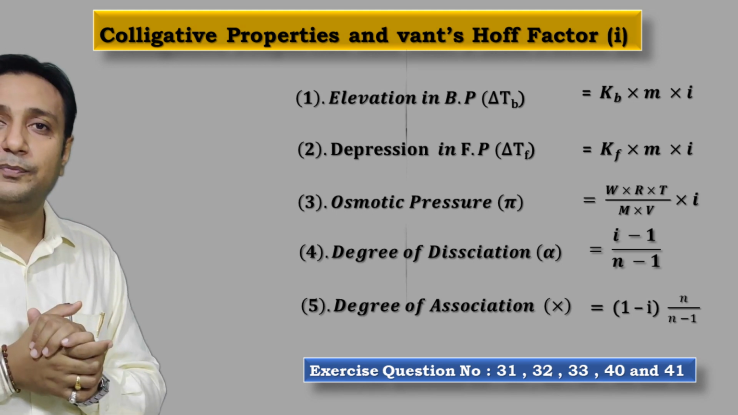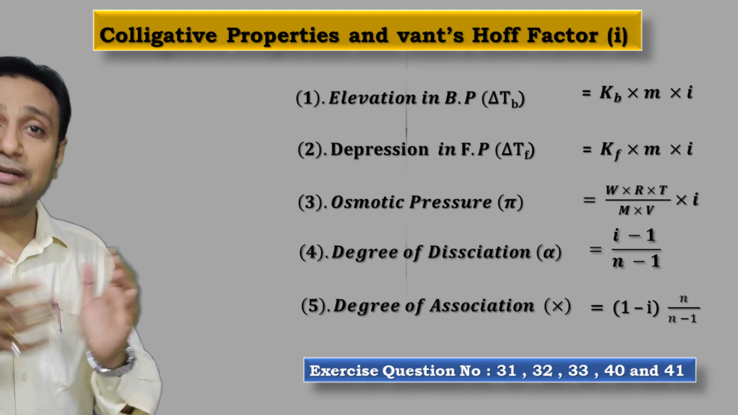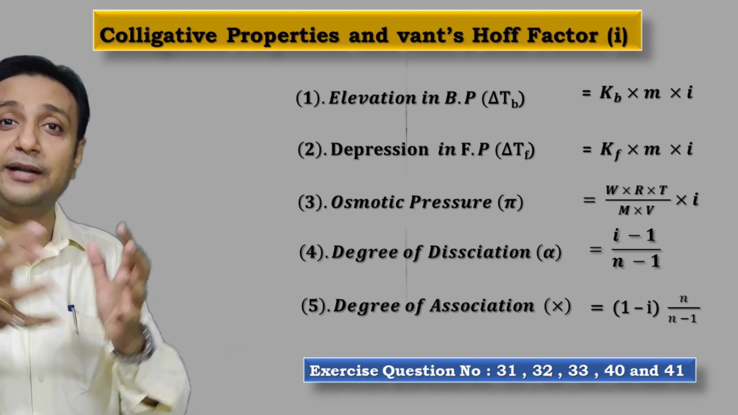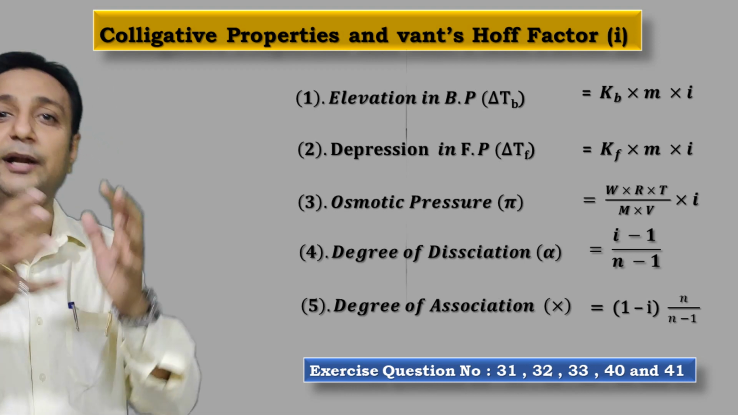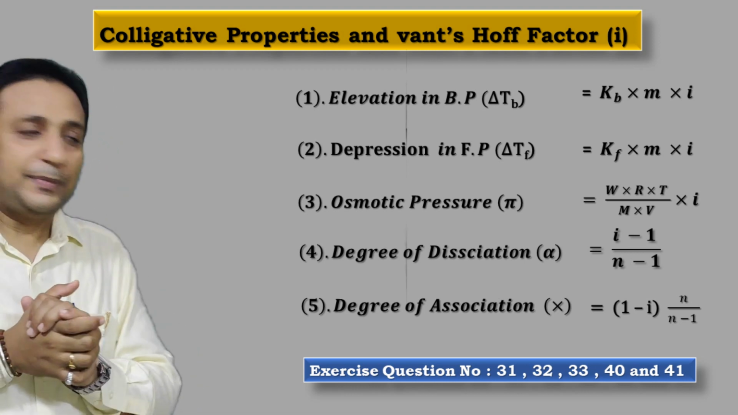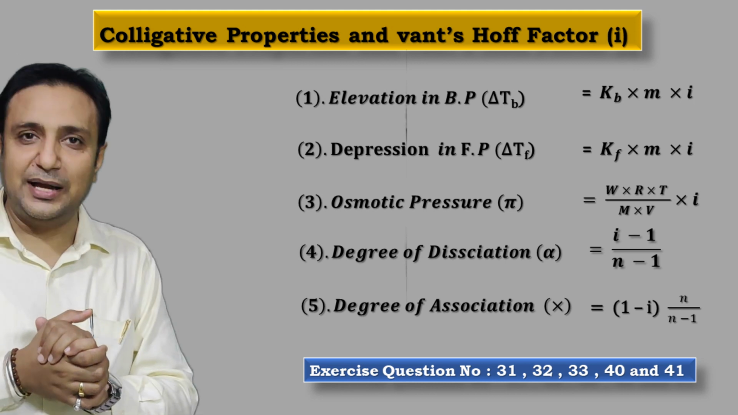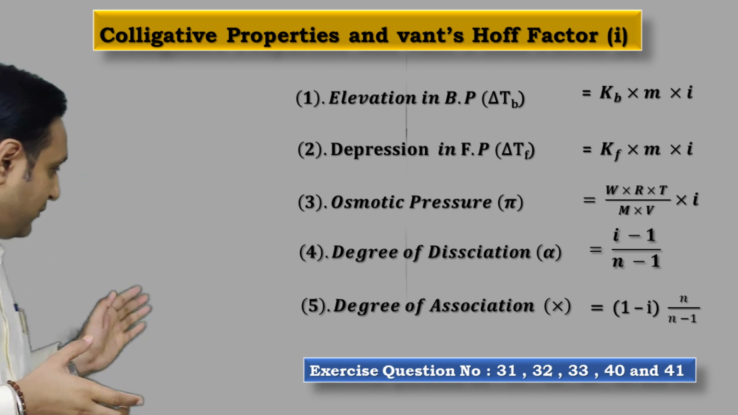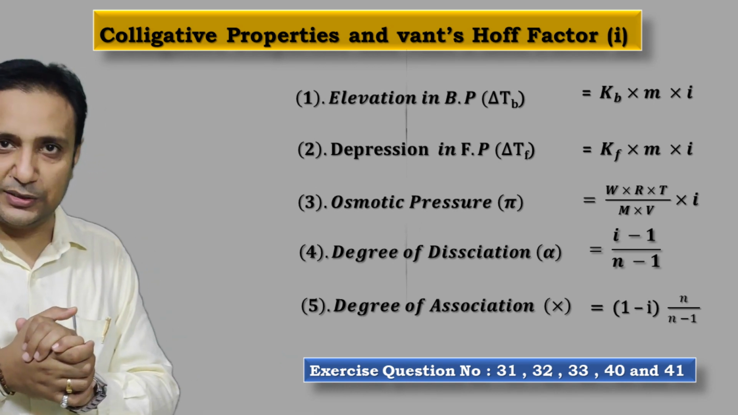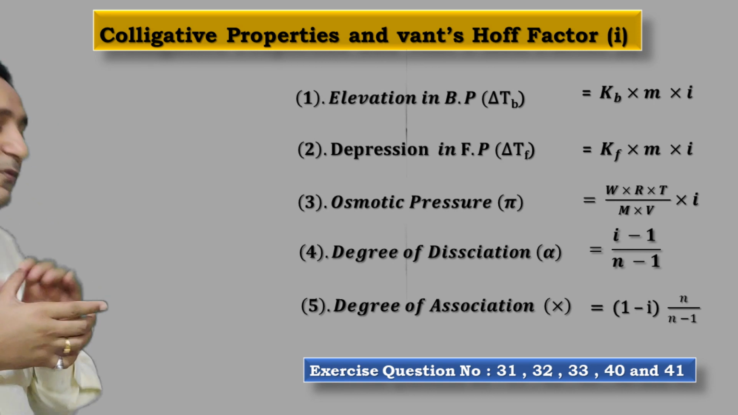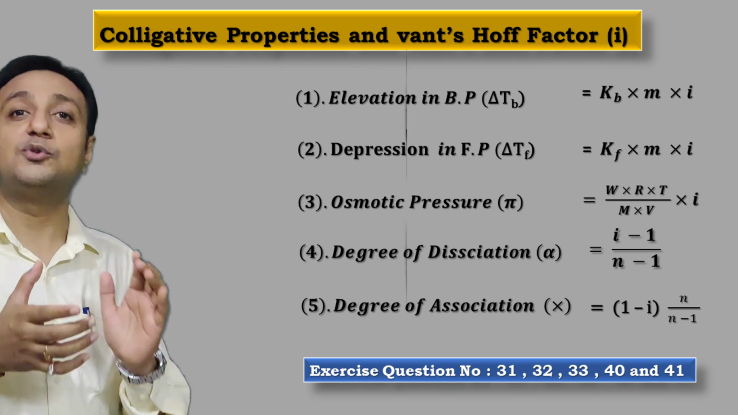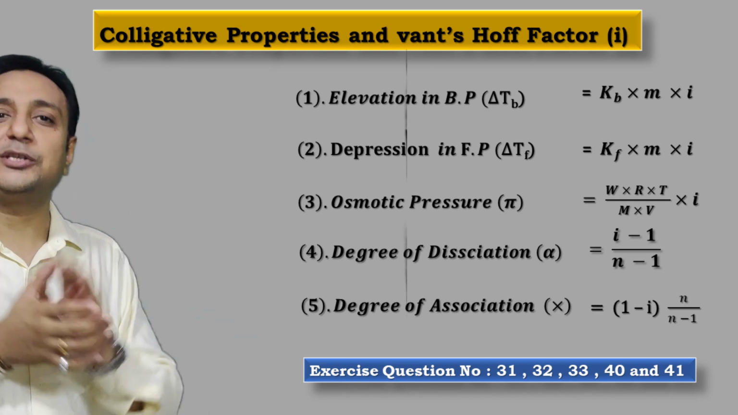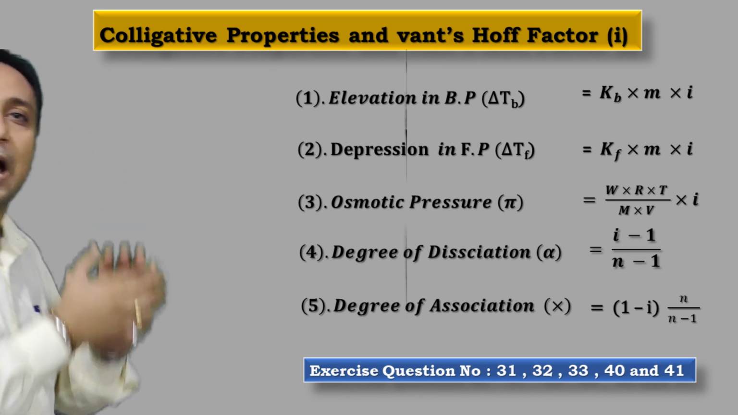Also in this video we'll discuss numericals based on the van't Hoff factor and numericals correlated with colligative properties. For that I have mentioned two formulas which will be used in these questions. Fourth one is the degree of dissociation, that is alpha, and fifth one is the degree of association. For the solution of these questions, let's move to our class.